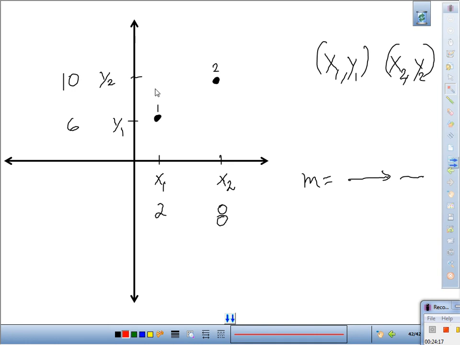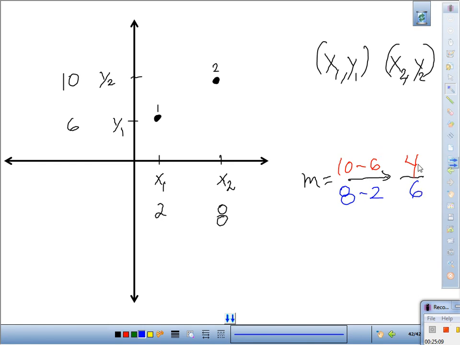Is that correct? Okay, who can give me the rise? Ethan. What is the rise from here to here? 4. How did he get 4, everyone? 10 minus 6. Okay, thank you. All right, that is correct. How about the run? Look at the run. I need to get from here to here. Cooper? 6. How did he get 6 using these two numbers, everyone? 8 minus 2. That is correct. You guys see that? All right.